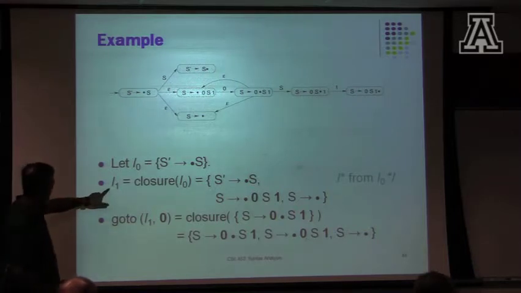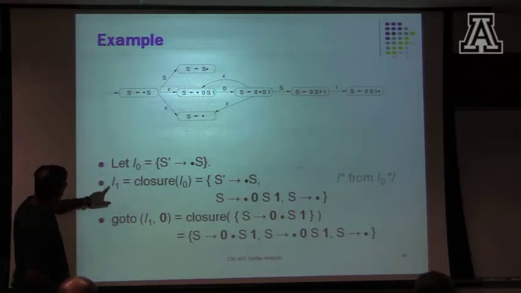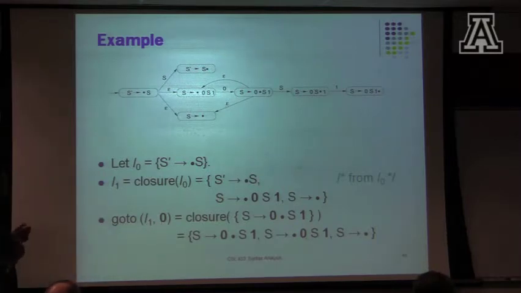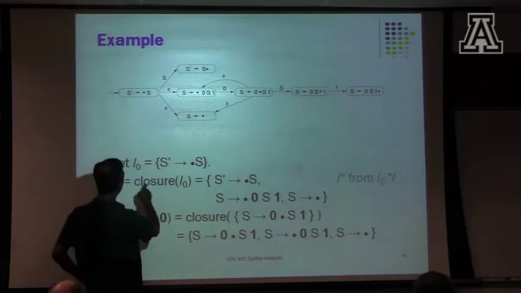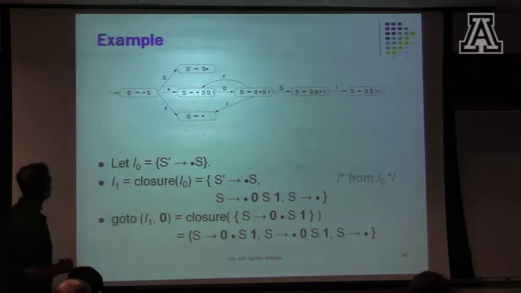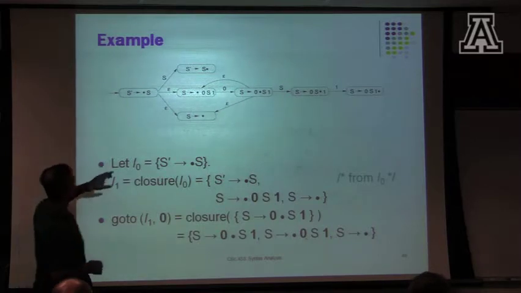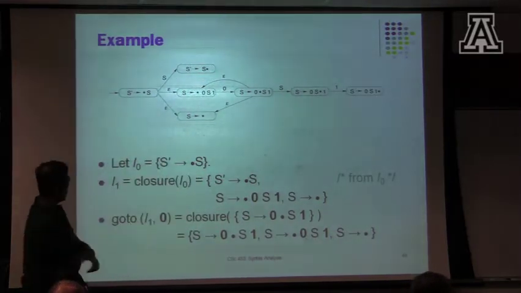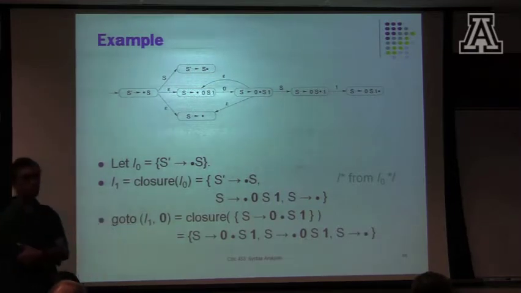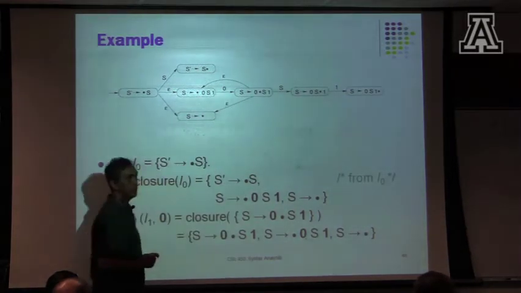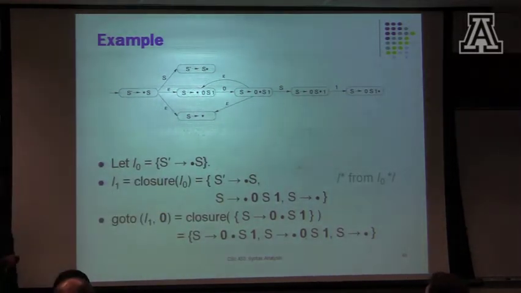So here's my set of items. Now, go to from I1 on the symbol 0. So I1 is the closure of I0, which is this, and this. So we ask, from this set, what states can I get to on the token 0? Well, I have a transition on 0 from here. I can get to this guy.